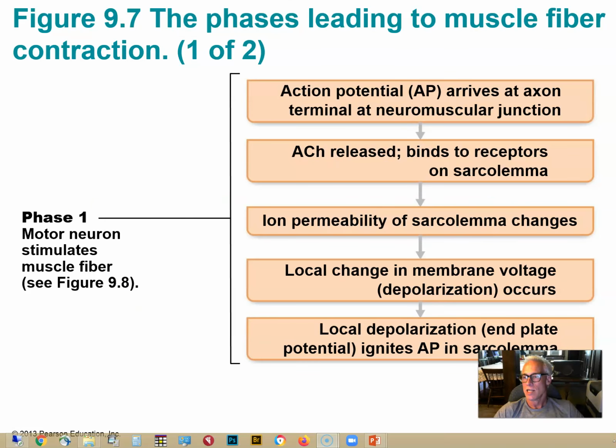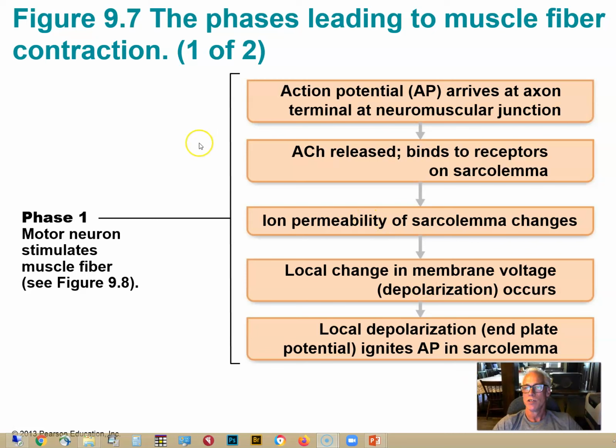So there's just a couple slides here summarizing all these steps as I've just done looking at the picture. Action potential, the impulse, travels down the motor neuron once we decide to do a contraction. It reaches the terminal at the neuromuscular junction, and acetylcholine is released by exocytosis. The ion permeability of the muscle cell membrane, the sarcolemma, changes, namely because the acetylcholine receptor channels open. Sodium rushes in and depolarizes the muscle cell membrane at the neuromuscular junction.